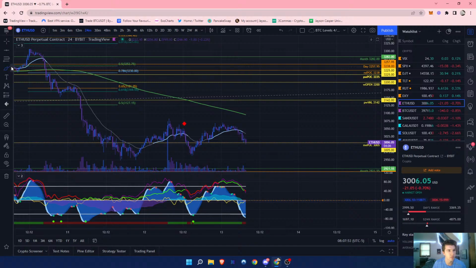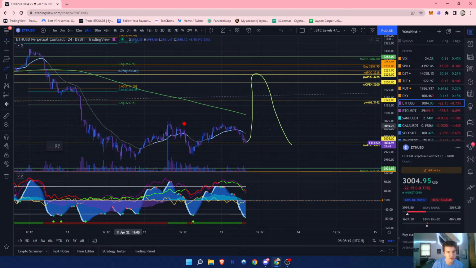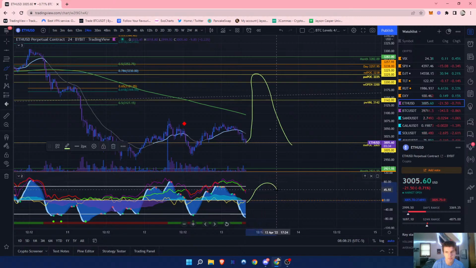Or actually, what would be more ideal, since there's more confluence here, is we come up, reject off of this, as it is a previous week point of control, naked daily point of control, 786. I've noticed Ethereum respects 786s a lot more. So yeah. And then of course, what I'm looking for is a 24-minute where we have momentum coming up and then coming down.